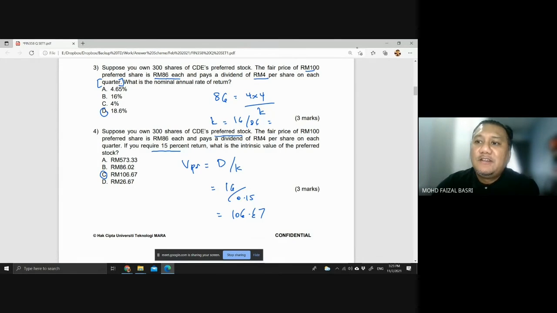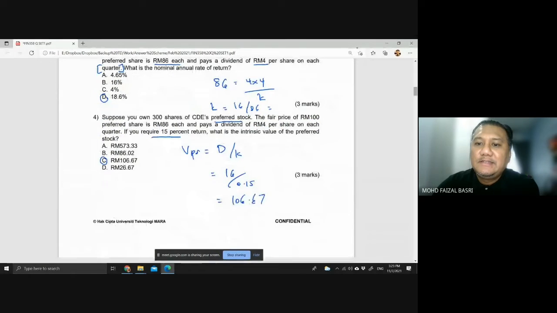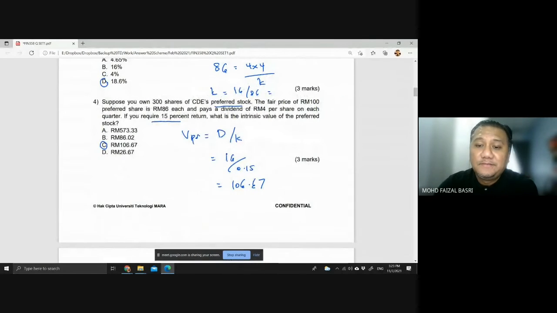Okay, so there's a lot of preferred stock price kat sini, so far ada 1, 3, 6, 9. Dah 9 markah dah so far. So ni 9. Okay, tengok soalan lain pula.